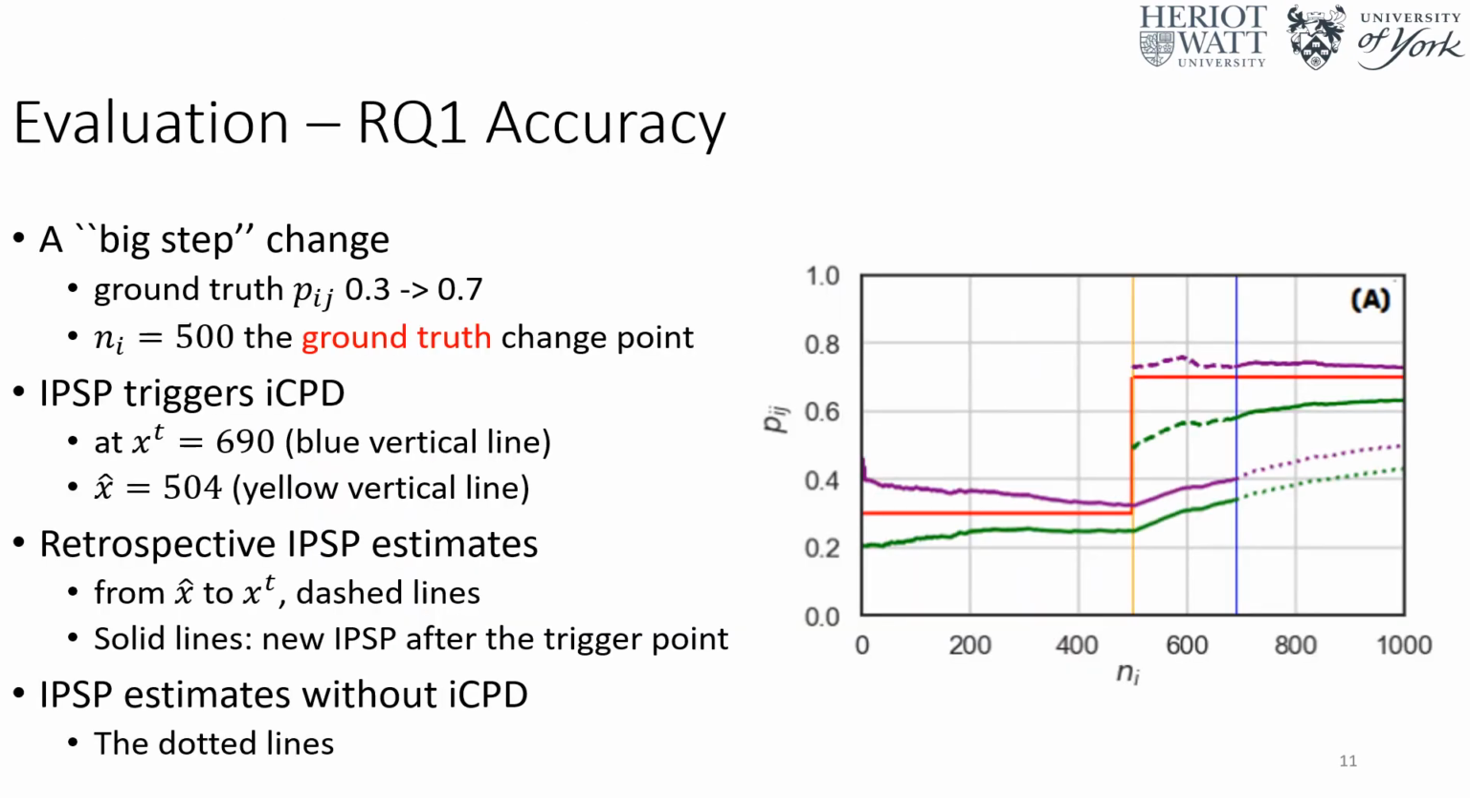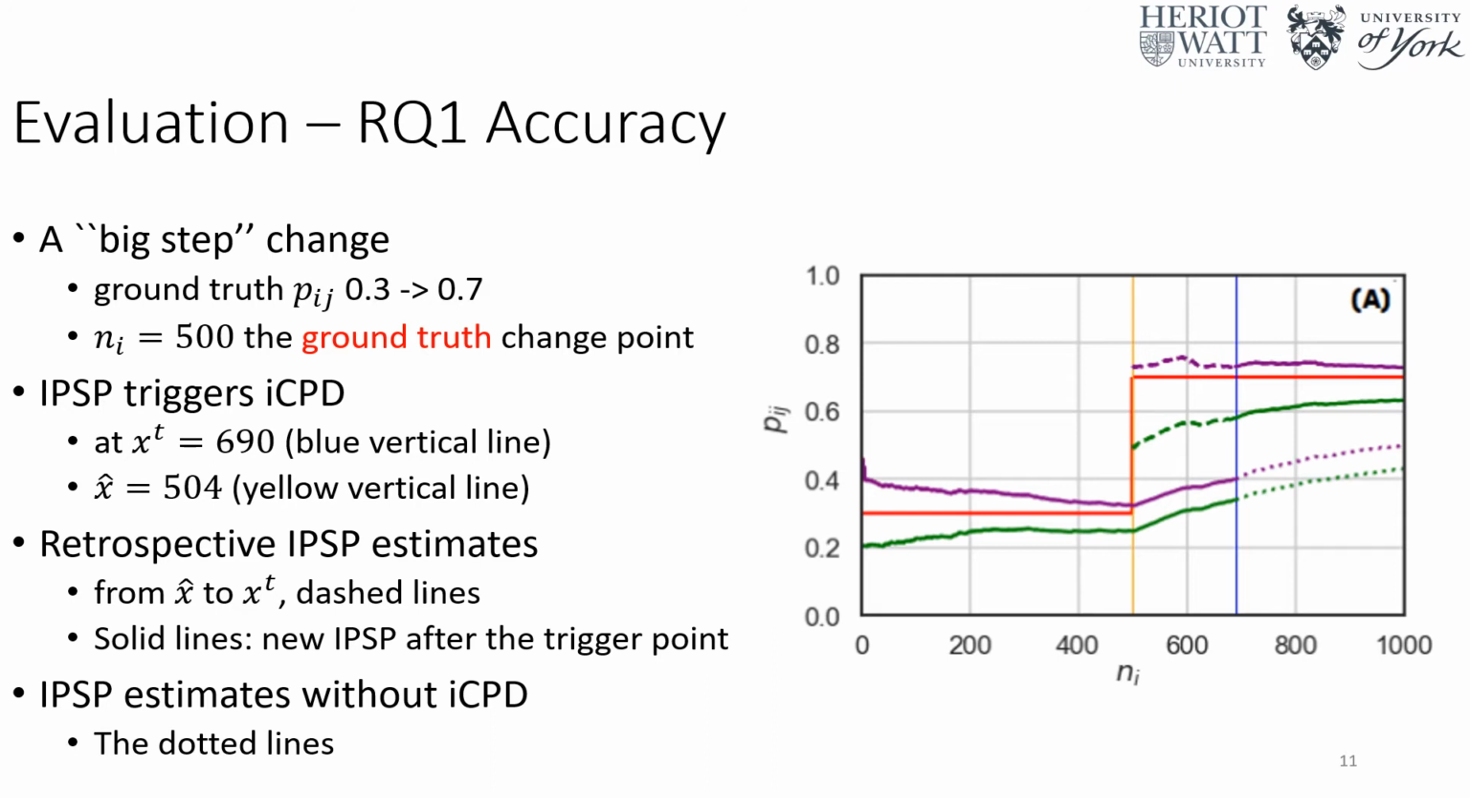We have evaluated our approach by performing extensive experiments. The first one we study is about accuracy, in which we studied 9 scenarios. Because of the time limit, I can only present in detail a typical one we call a big step change. It is a big step change in the sense that the ground truth transition probability, represented by the red lines, jumps from 0.3 to 0.7 at time step 500, which is the ground truth change point to be estimated.